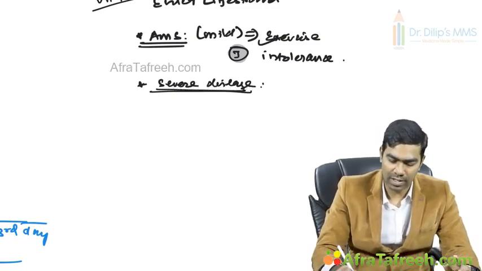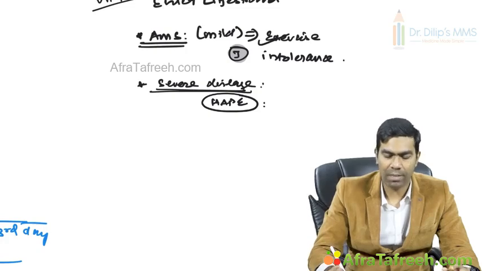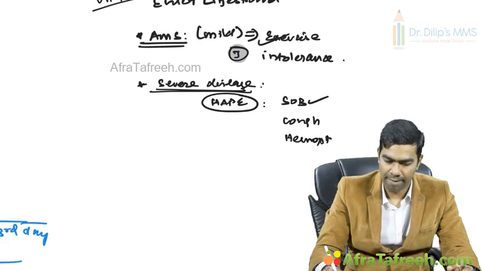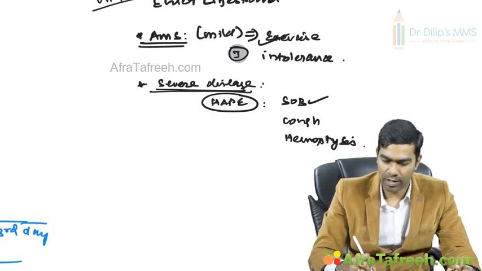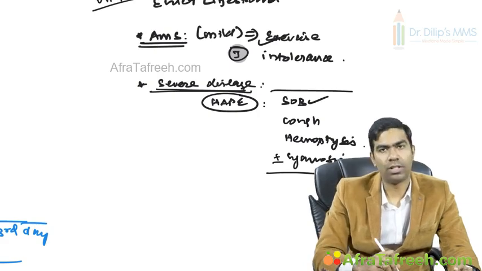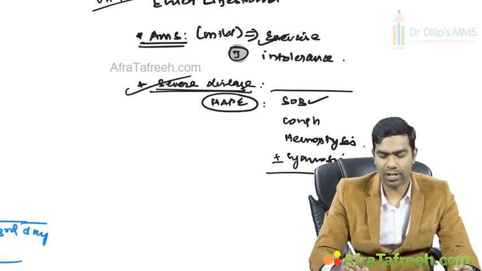If it's a severe disease, that is what we refer to as high altitude pulmonary edema, where typically the patient will start developing severe shortness of breath. At the same time, the patient will start getting cough, hemoptysis, and maybe the patient even goes for cyanosis. So this is a severe disease. This is what we refer to as high altitude pulmonary edema.